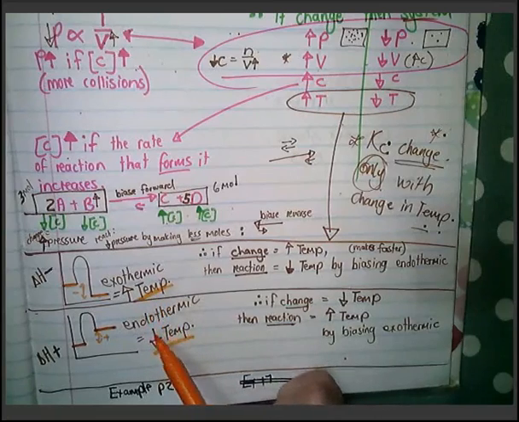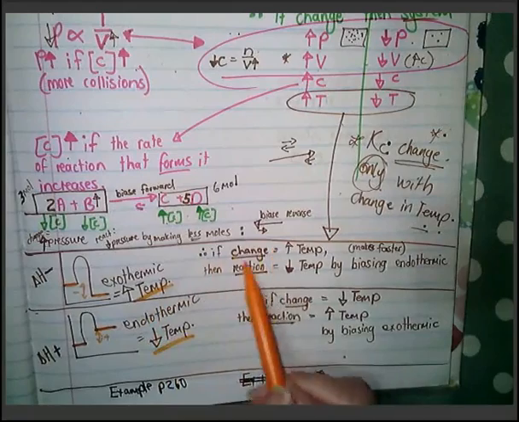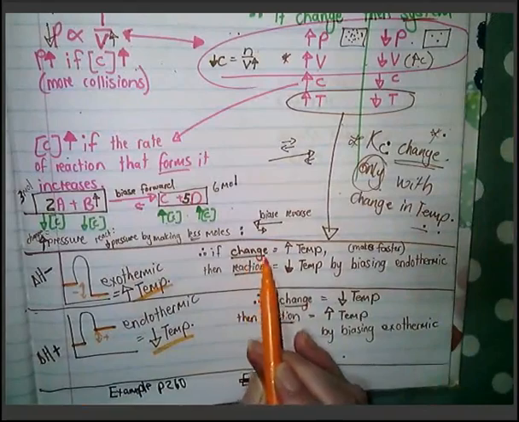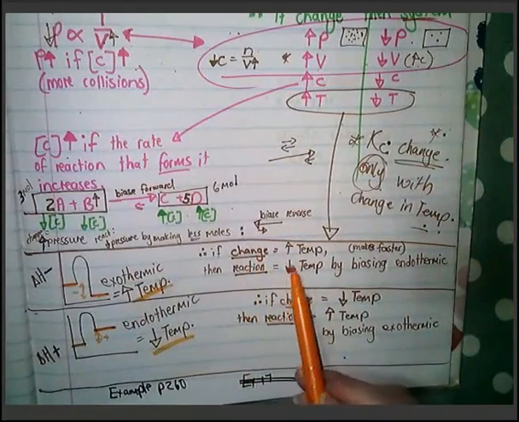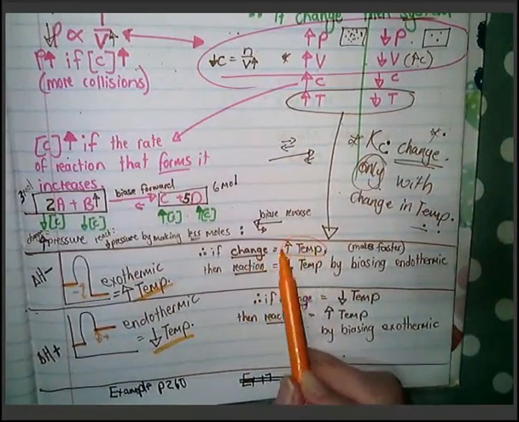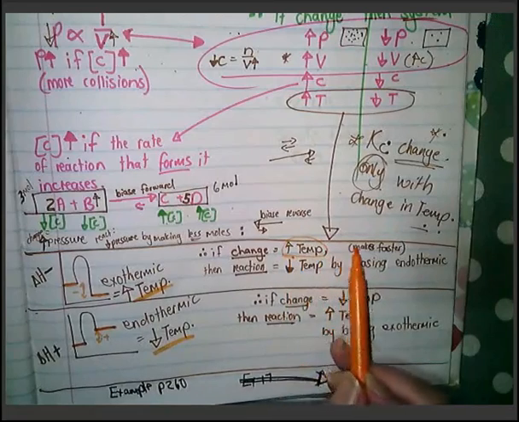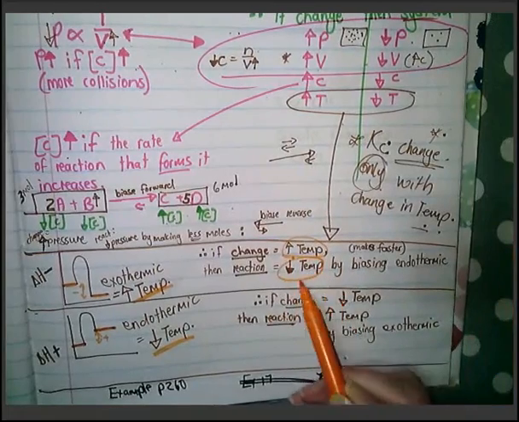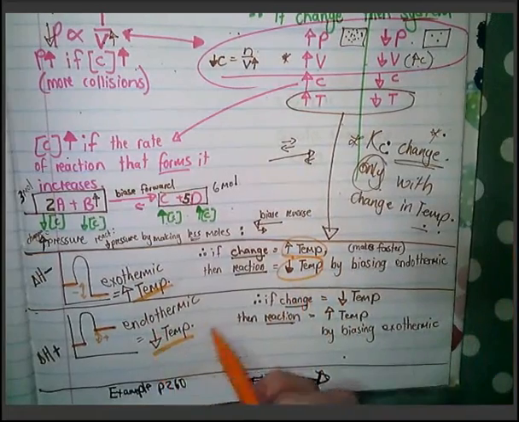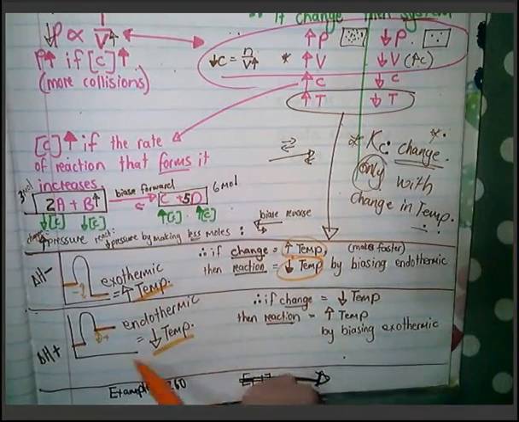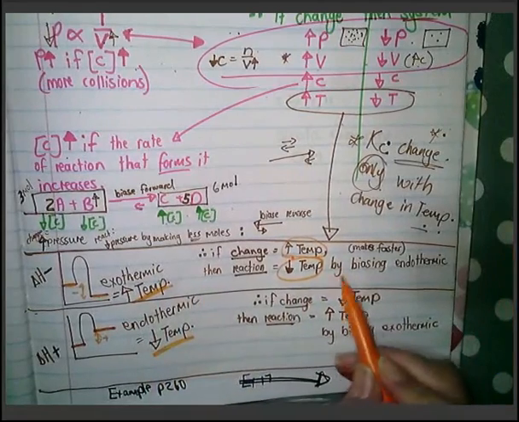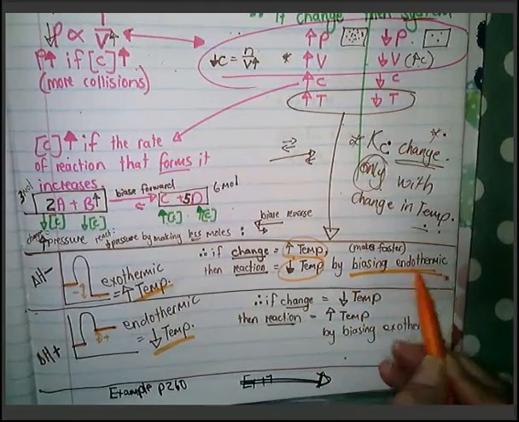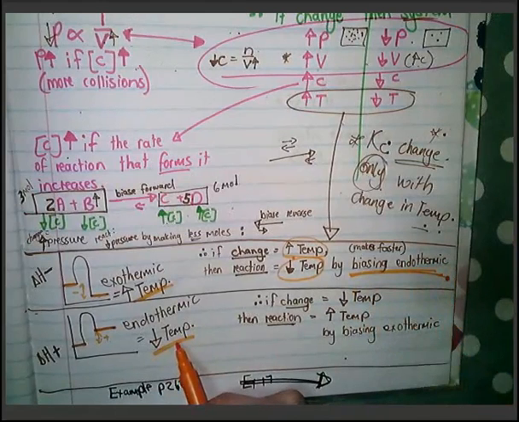So now, according to the Le Chatelier principle, if the change that happens to a certain equilibrium is an increase in temperature, the system will react to decrease the temperature. How does it decrease temperature? It biases the endothermic reaction. Endothermic reactions decrease temperature.